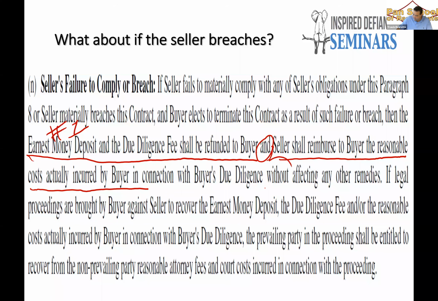And without affecting other remedies. So can the seller still be sued even after they pay all this money? Even if they give the buyer all their money back and pay the buyer all this money they spent, could the buyer still sue them for even more? Yes, they sure could. So sellers need to really think twice before they breach this agreement. This thing's got some real teeth in it for a seller that breaches.